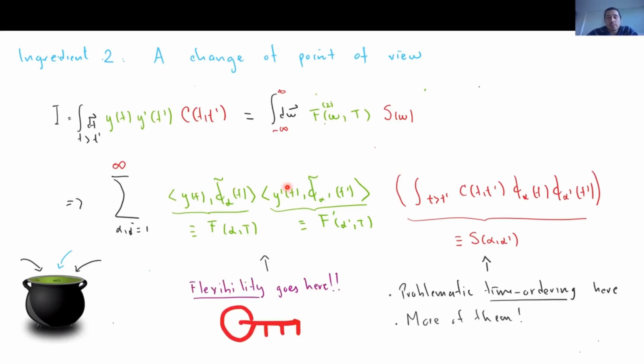Of course, there will be more of these unknown parameters S alpha alpha prime that we'll have to deal with. But it doesn't matter, because our objective is not to understand what the correlation function is, but to understand what are the elements of the bath, or what is the relevant information about the bath that influences our dynamics. And this is the key.